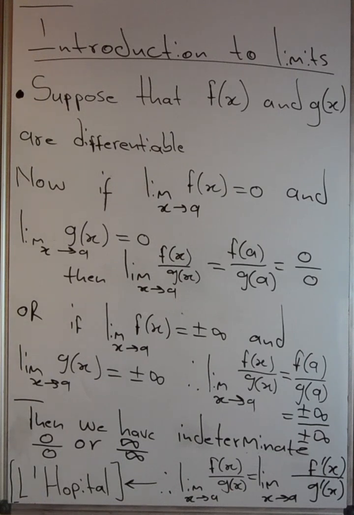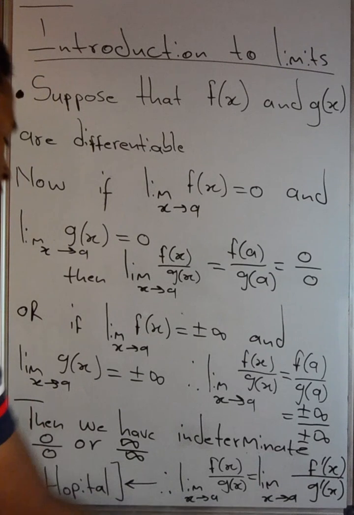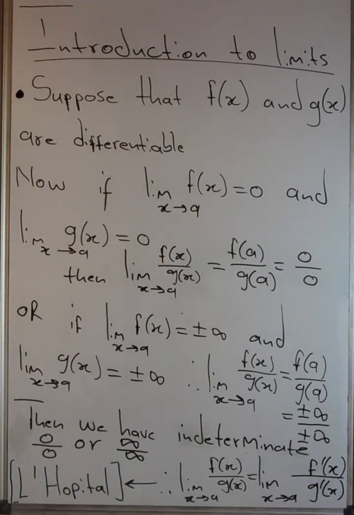positive or negative infinity. Then we say that since we're having two scenarios, we call these limits indeterminate types, 0 over 0 or infinity over infinity. Then we can conclude by saying that the limit of f of x over g of x when x approaches a is equal to the limit of f prime of x over g prime of x when x approaches a, and this is known as L'Hopital's rule.